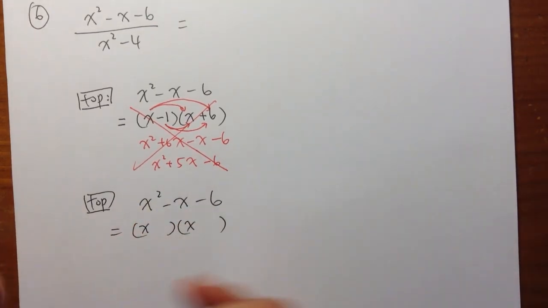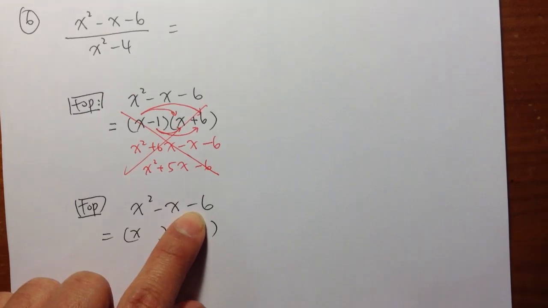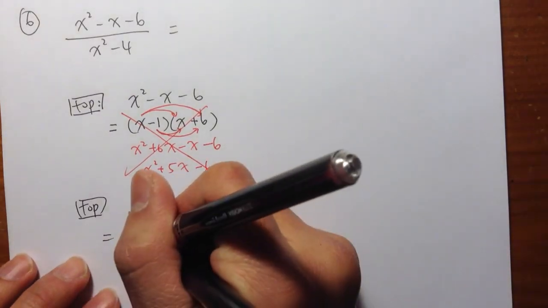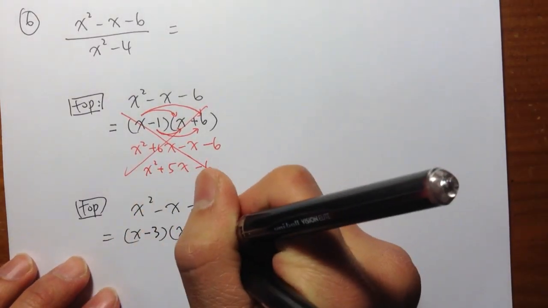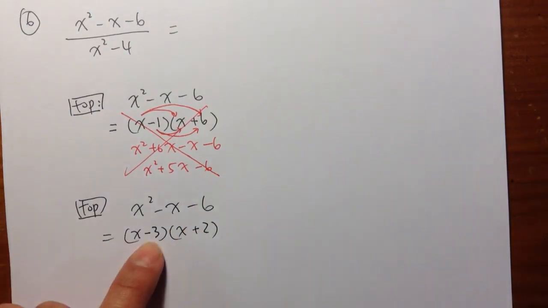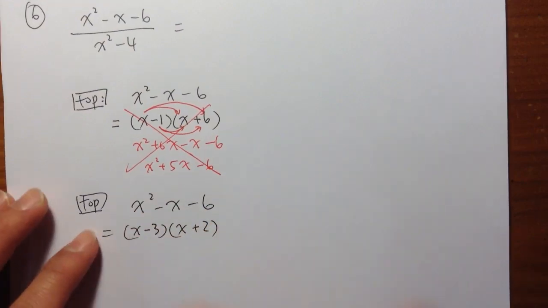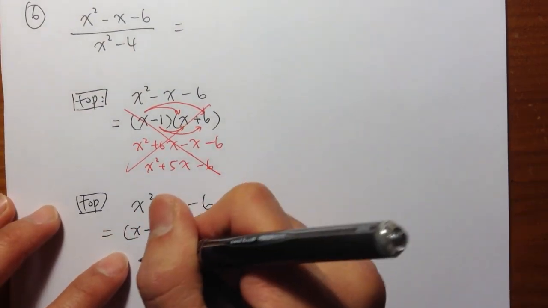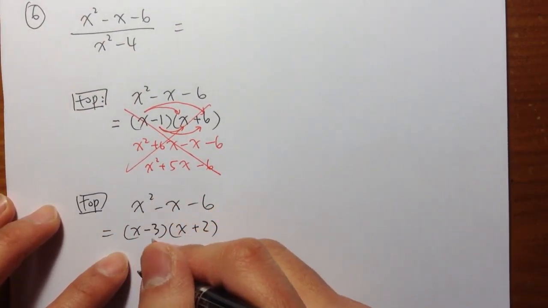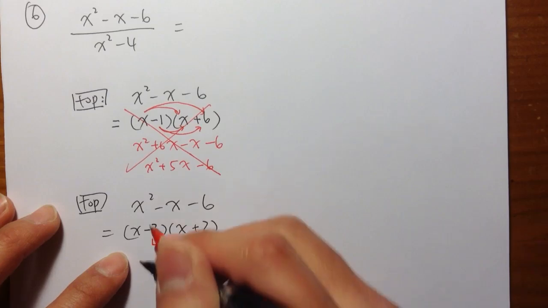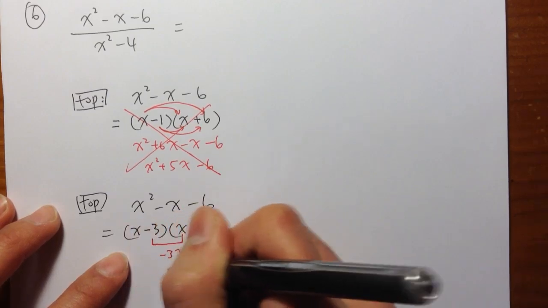Or negative 3 times 2 also gives you negative 6. Okay? But I want to pick negative 3 and plus 2. Because, and actually, to do the check, we can just do the middle. What I mean by that is, we can just take negative 3 times x, we get negative 3x.